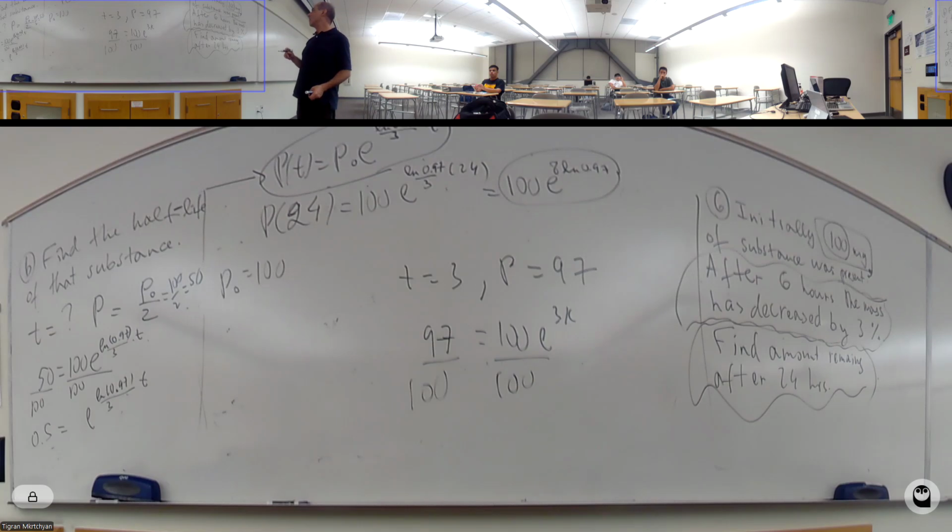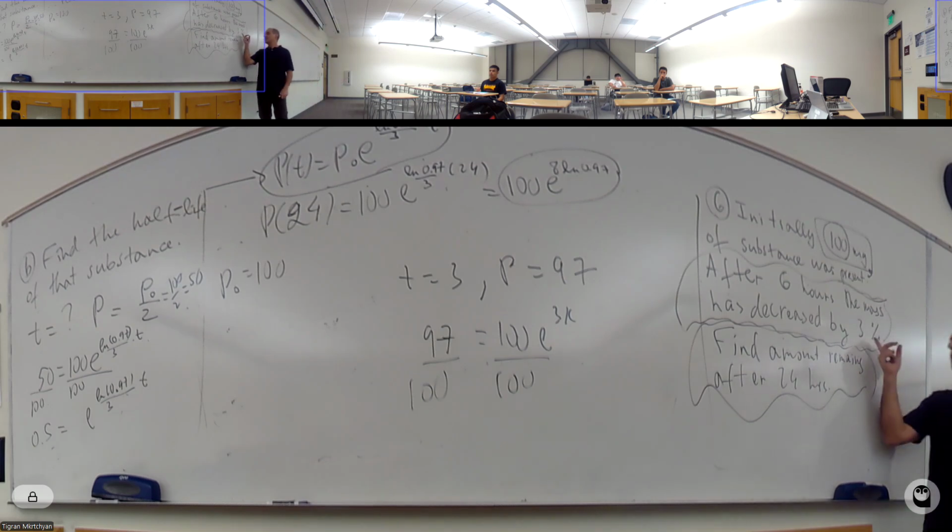Oh, then we have to go back and look. I have no idea. Why is it 3? Where is the 3 from? Yeah, it's after 6 hours. Then why did I write 3? Oh, I think because it was decreasing by 3%.